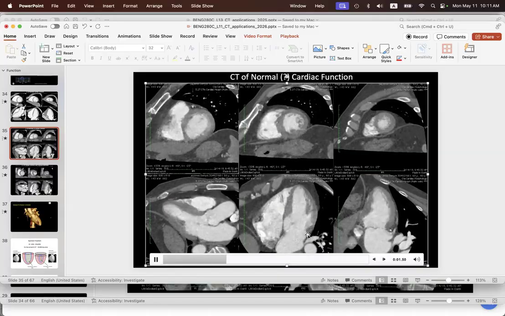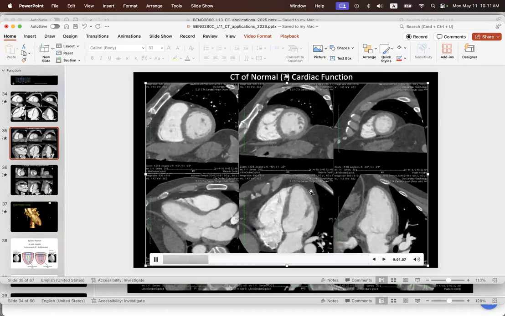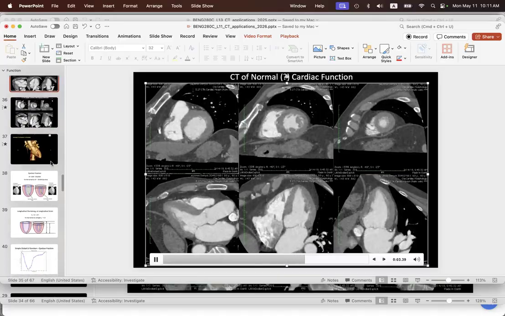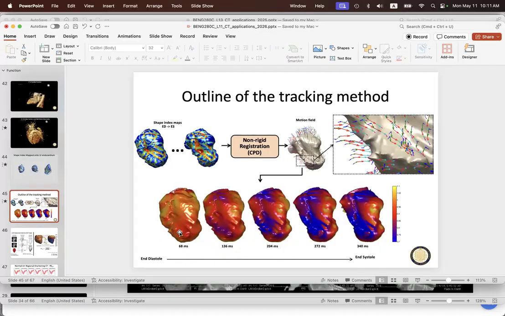90% of this ventricle is okay. It's just this local abnormality, right? And it looks like it's feeding in there a little bit. So what we want to do is make a map of left ventricular function that shows local abnormalities.